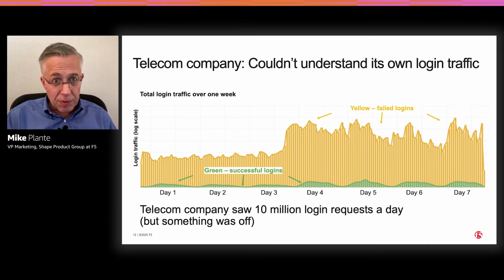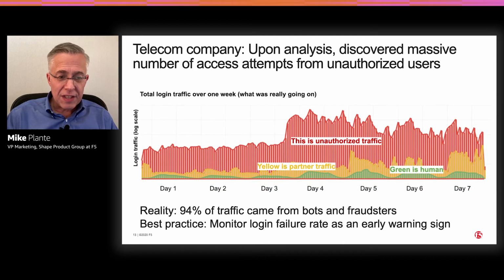That was very suspicious to this particular company. They weren't sure what was going on, and they asked F5 and specifically the Shape product group within F5 to help take a look at what was going on within their traffic. Something was fishy. When we took a look and analyzed their traffic, here's what we saw. Everything that you see in red was unauthorized traffic trying to log in to this telco's website. The stuff in yellow was authorized partner traffic, and the stuff in green was actual good human traffic.